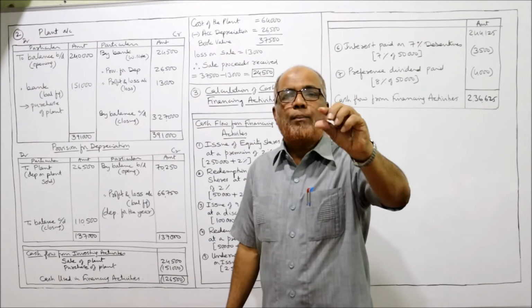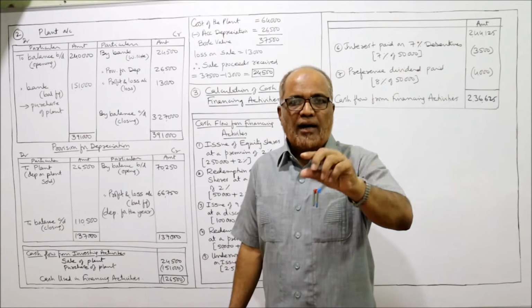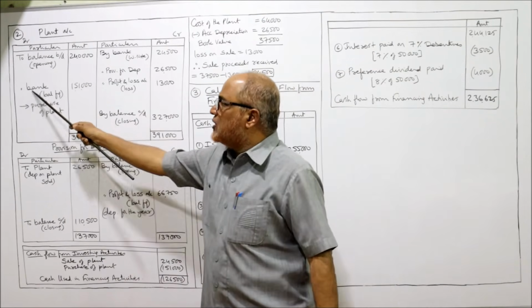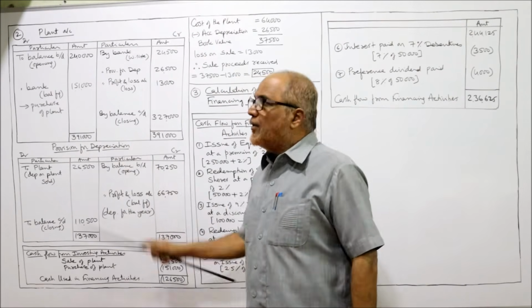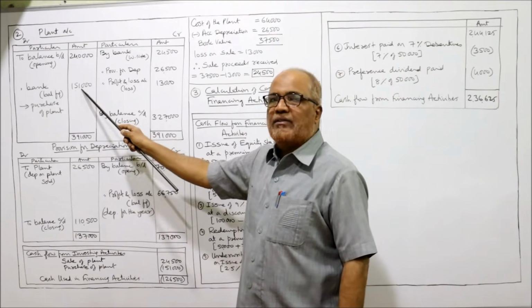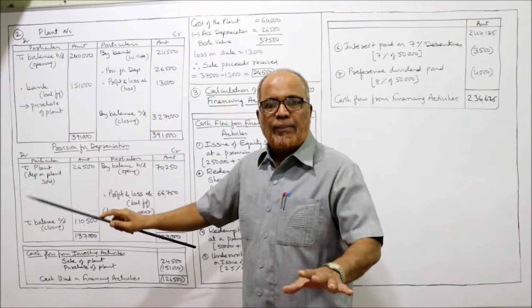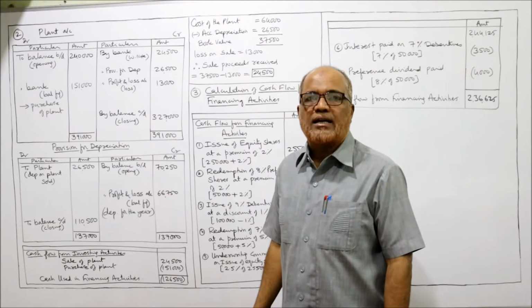So the entry will be plant account debtor to bank. Plant account debit side to bank, balancing figure 1,51,000. This is not given in the problem. By making this account, we come to know there is a purchase of plant of 1,51,000. Right? Completed. Now ultimately it is asking you cash flow from investing activities.